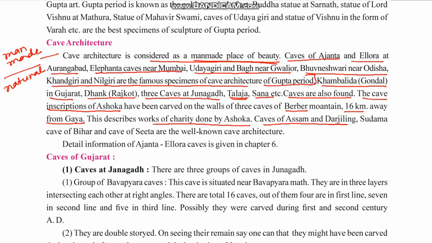Caves of Assam and Darjeeling, Sudama caves of Bihar and caves of Sita are well known cave architecture. We are going to see Ajanta and Ellora in chapter number 6 in detail. So we'll stop here in this particular video lecture.